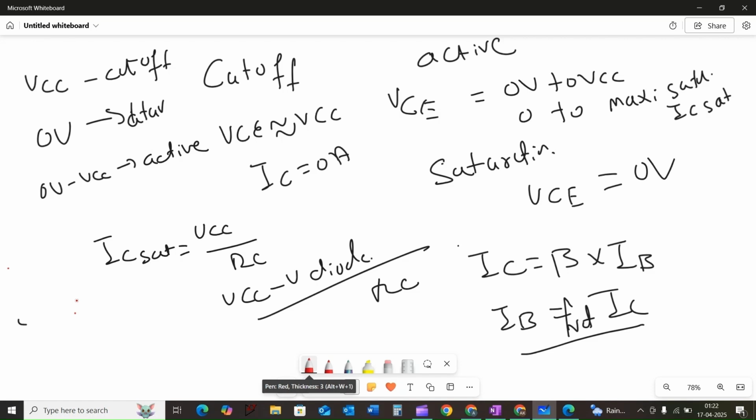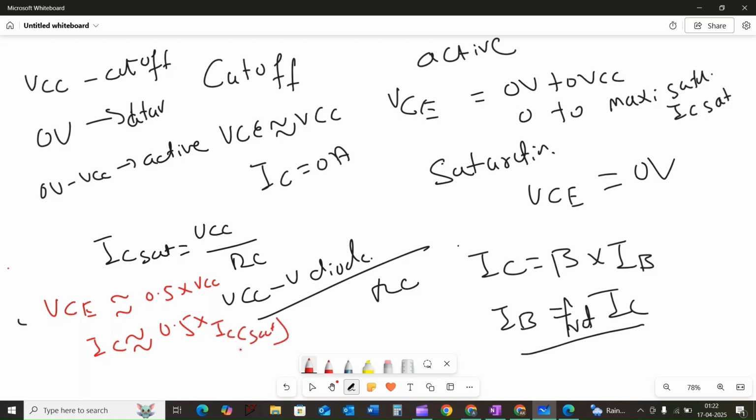For most ideal amplifier design, we need to aim for VCE approximately equal to 0.5 times VCC, and IC approximately equal to 0.5 times IC SAT, saturation current. This provides the maximum signal swing without clipping.